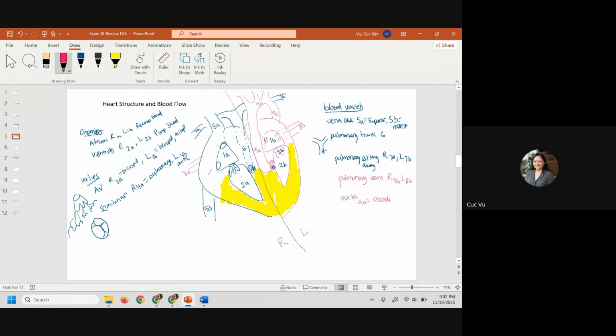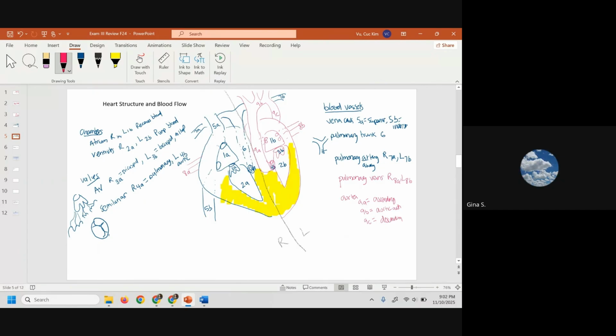9B, like McDonald's, the arch of McDonald's. The arch, right? The aortic arch, or the arc of the aorta, whichever way. And then 9C, moving down, descending.